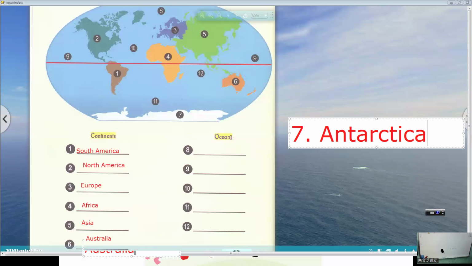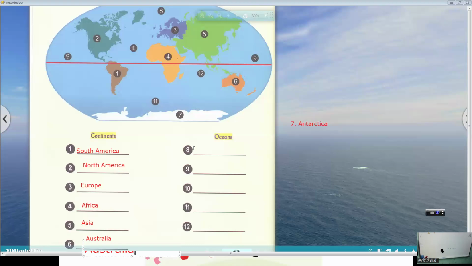How about number 8? That's an ocean already. Southern Ocean? Southern is south, is down. No. North, there's no North Ocean. Arctic. Arctic, very good. Arctic Ocean.